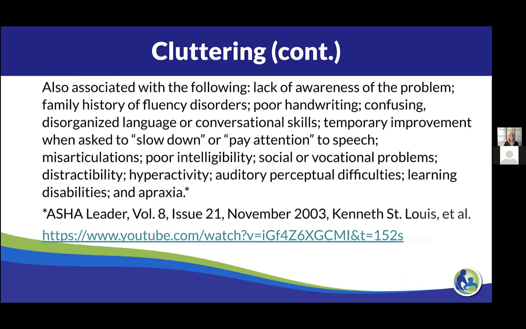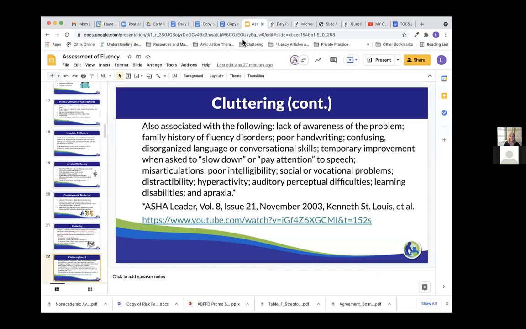Cluttering is also defined broadly as a spectrum, and other areas can be involved. I find that there is some lack of awareness of the problem. They may have a vague idea that something's different with them, but they may not feel that their speech is necessarily fast. There can be temporary improvement when they're asked to slow down or pay attention to their speech. And then in less guarded moments, their speech returns to a jumbled fast rate. There could be poor handwriting, definitely. And I am just going to give you a taste of cluttering.